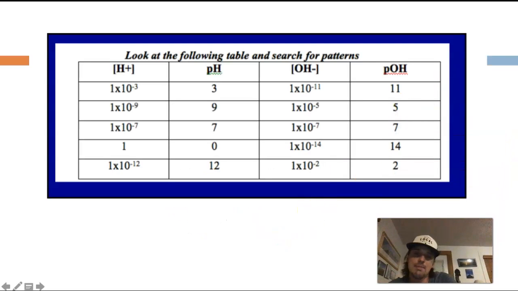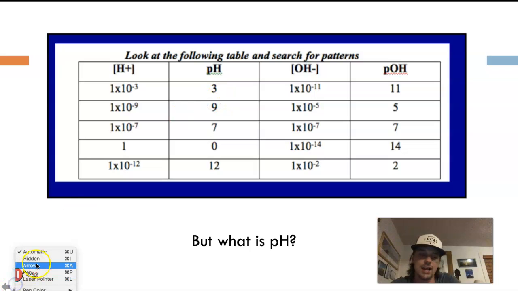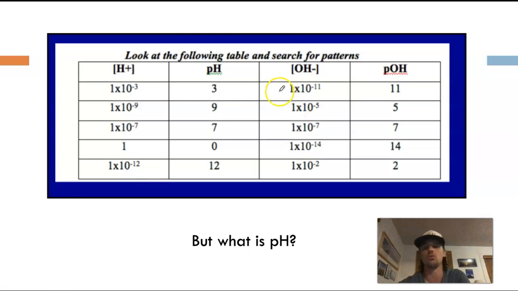If I look at a table, I should be able to see some patterns. pH is 3, that means the pOH is 11. Notice the hydrogen ion concentration is 1 times 10 to the -3rd. The hydroxide ion concentration is 1 times 10 to the -11th. Looking at common patterns in this table, the exponent of the hydrogen ion concentration is close to the pH level, and the exponent of the hydroxide ion concentration is close to the pOH level.